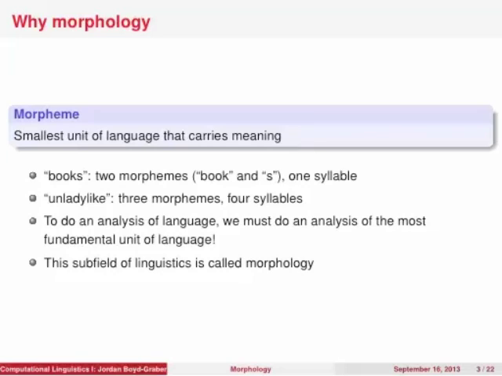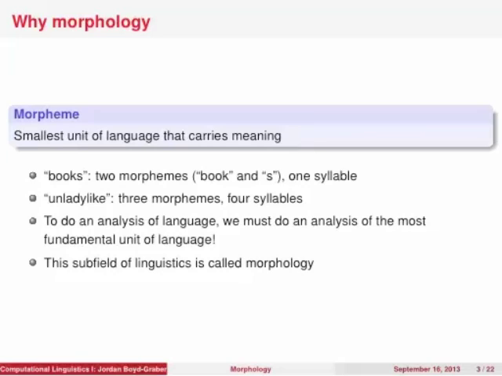Book tells you that you're talking about something related to books, and s tells you that you're talking about more than one book. Unladylike has three morphemes: one, un; two, lady; three, like. Un tells you that it's not ladylike. Like tells you that it's like a lady. You have one word, unladylike.